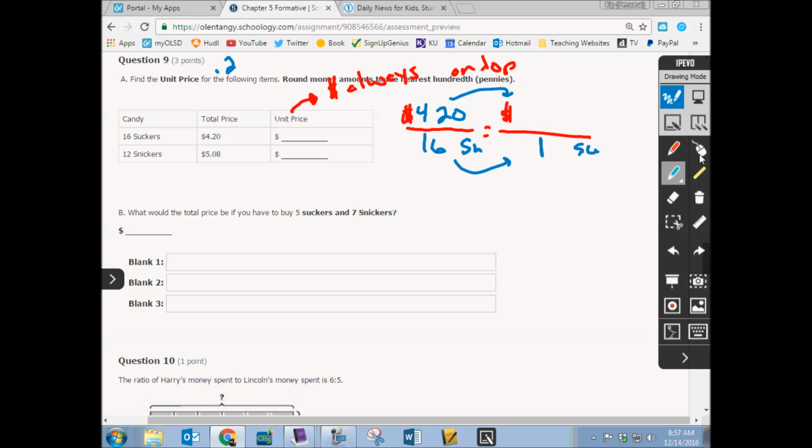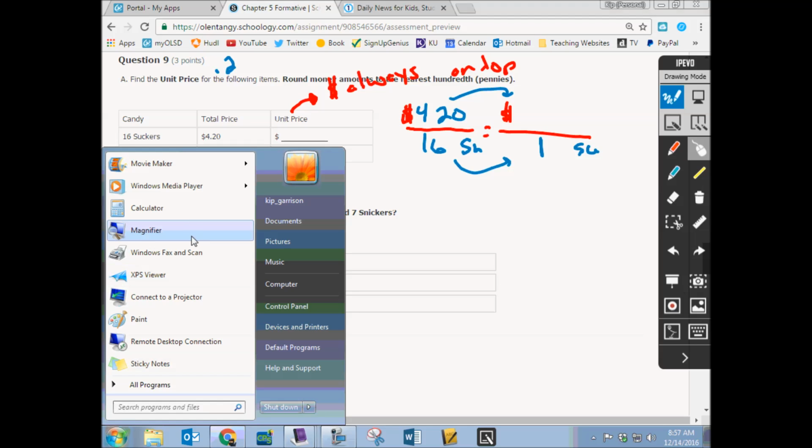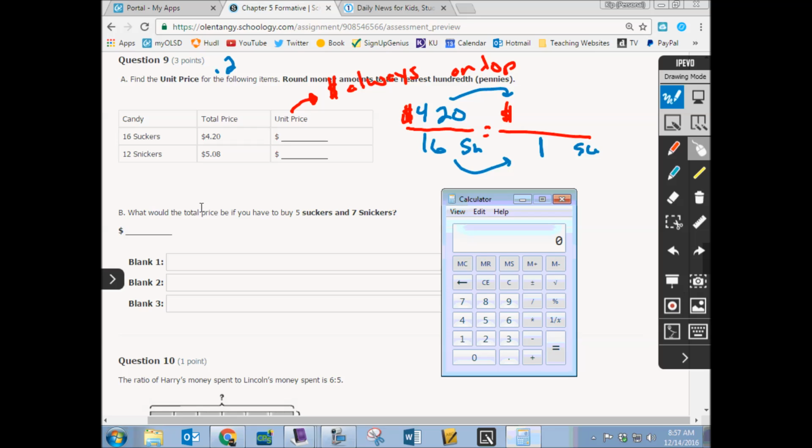Here, how about this? I'll just type it in so we can all look at it. 4.20 divided by 16. There we go. Okay, so 0.625, 2625. So we look at that and we go, okay, this right here is my money, right?